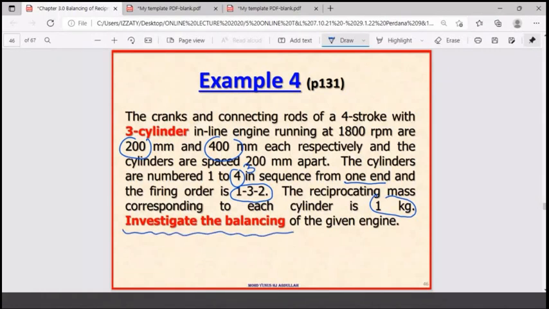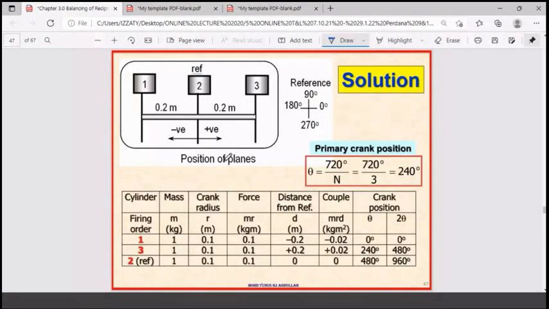Okay, so this is the one. You construct what you call a schematic diagram. You construct the schematic diagram, then you divide it into 2 parts, and suddenly you find that the reference will be found at cylinder number 2. Cylinder number 2 now becomes the reference.